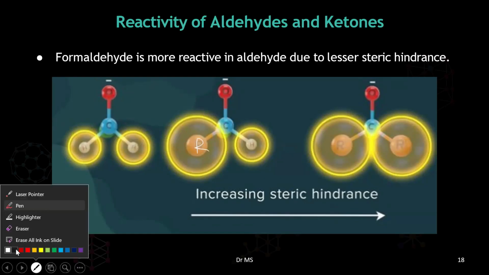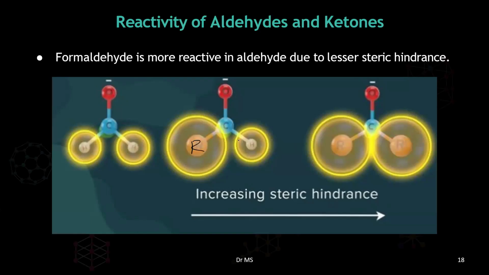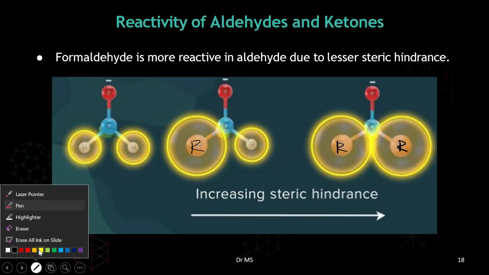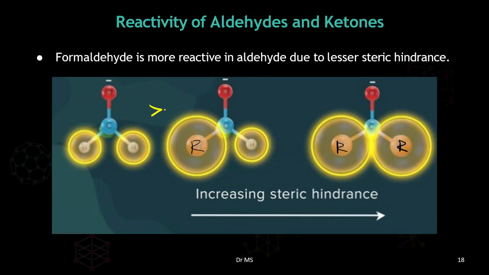This one is having one R group, whereas here in ketones, it is having more R groups. So the reactivity will be like this: this is more reactive than this, than this. Okay, so this is the aldehydes. In the aldehydes itself, the formaldehyde is more reactive, and then aldehydes are reactive. Ketones are less reactive because of the steric hindrance.